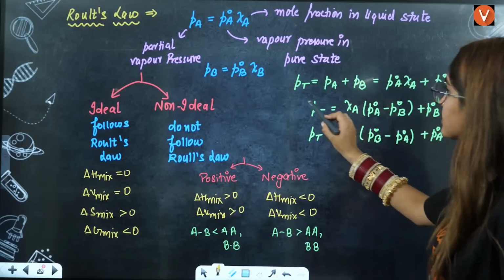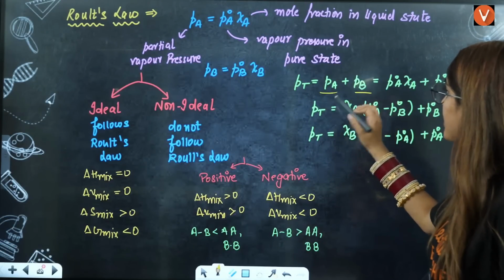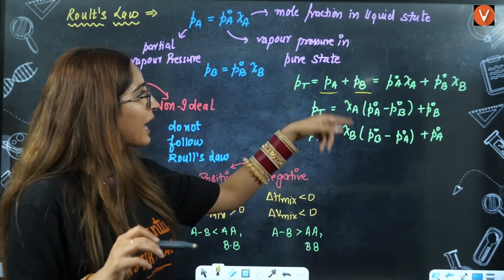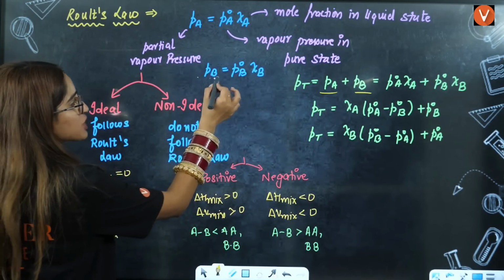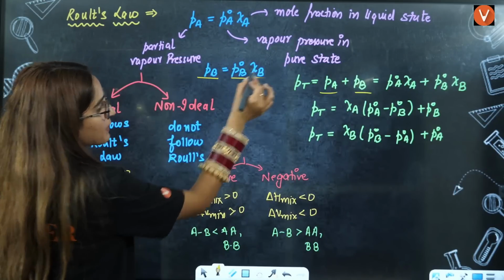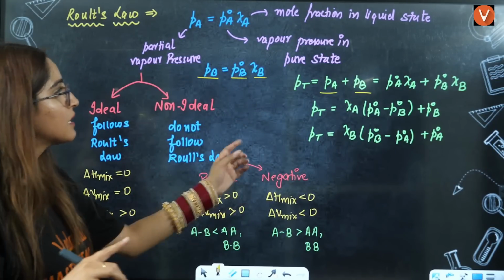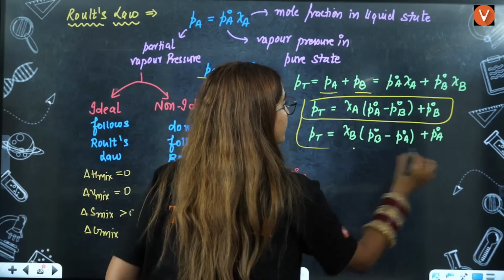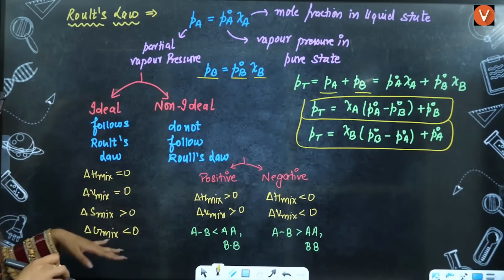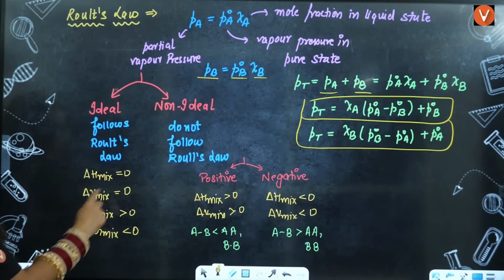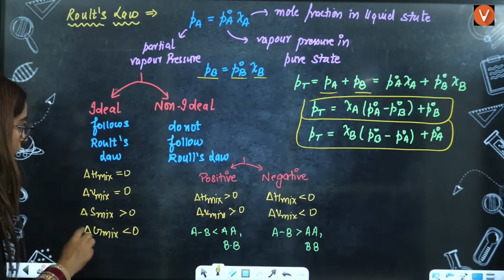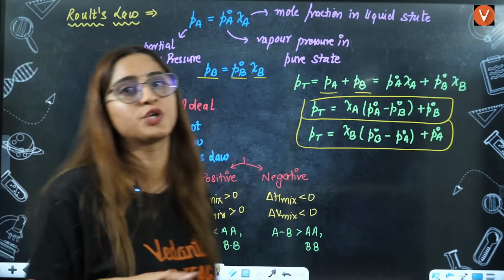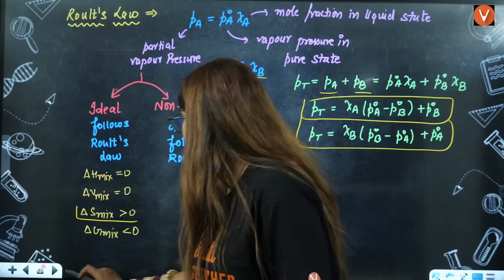For Raoult's law, this is the formula: PT is equal to the partial vapor pressure of all the components. If you write the formula, partial vapor pressure is equal to pure vapor pressure multiplied by the mole fraction. So you can simply solve this, and these are the two formulas that you will get in the end. Now for an ideal solution, delta H mixing and delta V will always be 0, but delta S will always be greater than 0, and delta G will always be less than 0, for any of the processes, right?